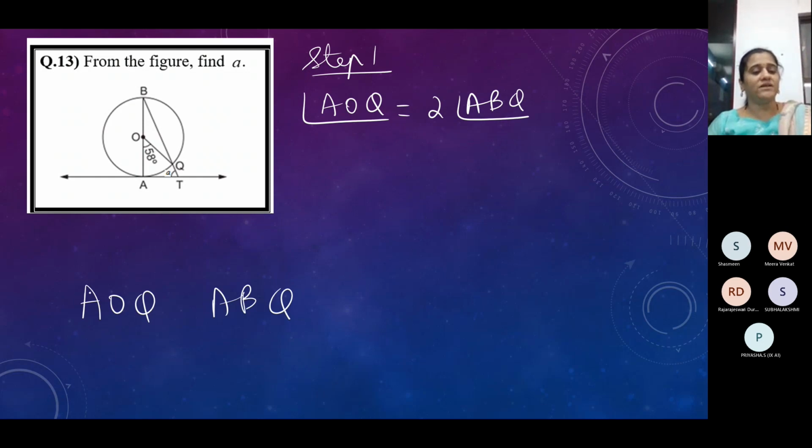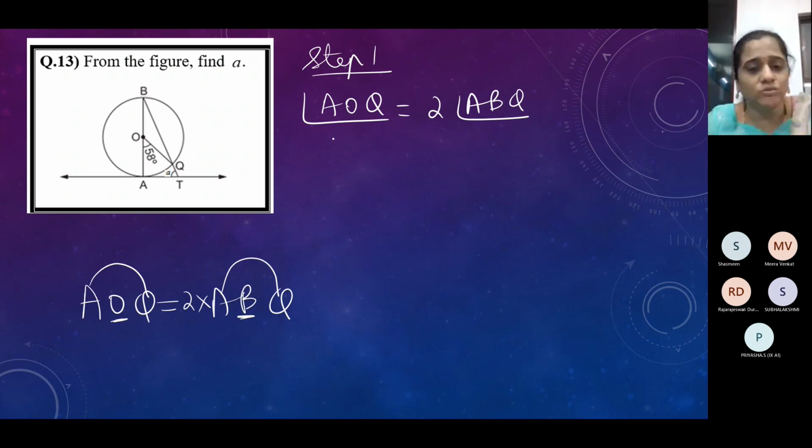So AQ is the arc. AOQ is the angle at the center. ABQ is the angle on the circumference. And what is the relationship? AOQ will be twice angle ABQ. The center angle is double the circumference angle. They should be made by the same arc. From the names of the angles, AOQ and ABQ, you can make that out.